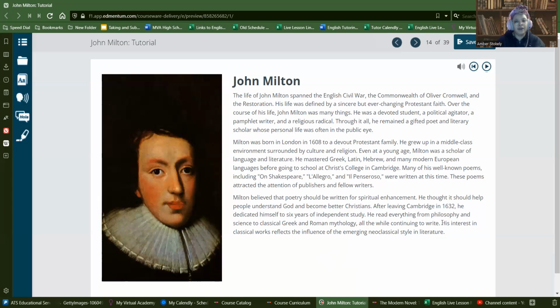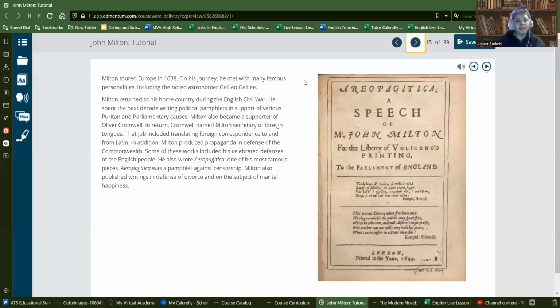It notes here right at the very end, his interest in classical works reflects the influence of the emerging neoclassical style in literature. So we went over the neoclassicism movement in the last lesson. We did an overall glimpse of it. We're going to get more specific about it in the next couple lessons, but this just wants you to know that he was a part of the beginning of that movement, and you could start to see the influence that his education had on him in that direction even early on.